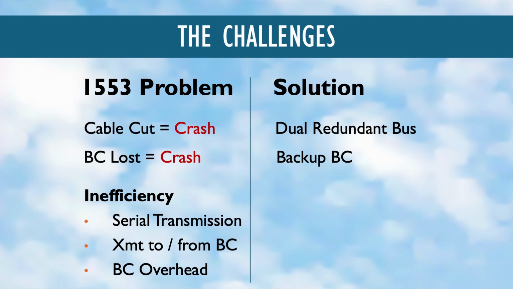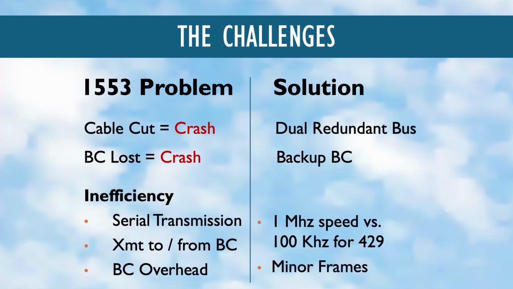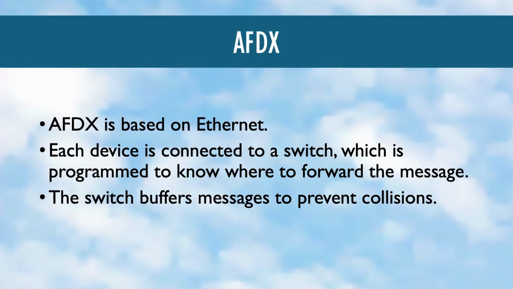When a device has something to transmit, it must wait for the bus controller to give it permission, regardless of how critical its data may be. There are several mechanisms in place to deal with this issue, including the higher speed of 1553 relative to 429, and the ability of the bus controller to prioritize messages through the use of minor frames, which we'll describe in a later session.